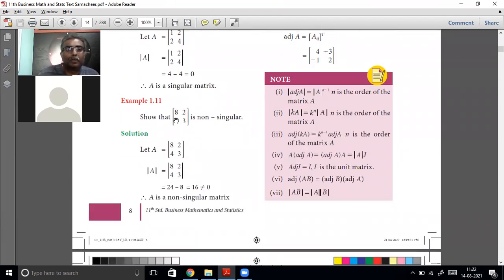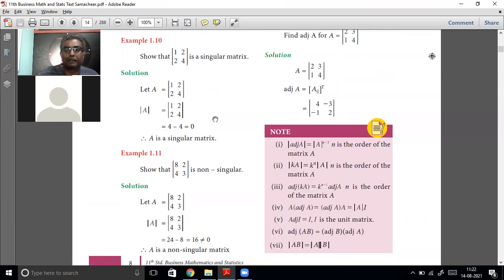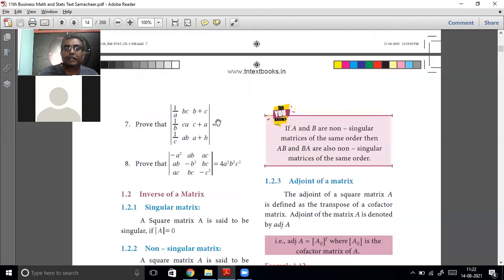Now show that this one, example 1.1, is non-singular. 8 into 3 is 24. 2 into 4 is 8. So 24 minus 8 is 16. So 16 is not 0, so it is a non-singular matrix. This will have an inverse. This will not have the inverse. Okay, like that. Singular matrix you found out.